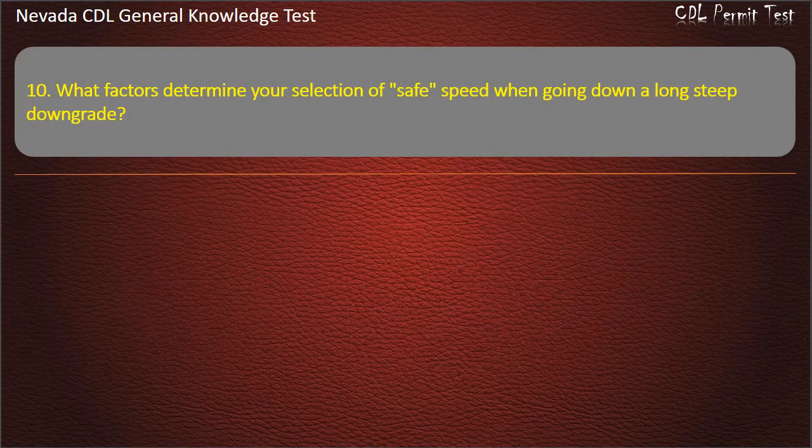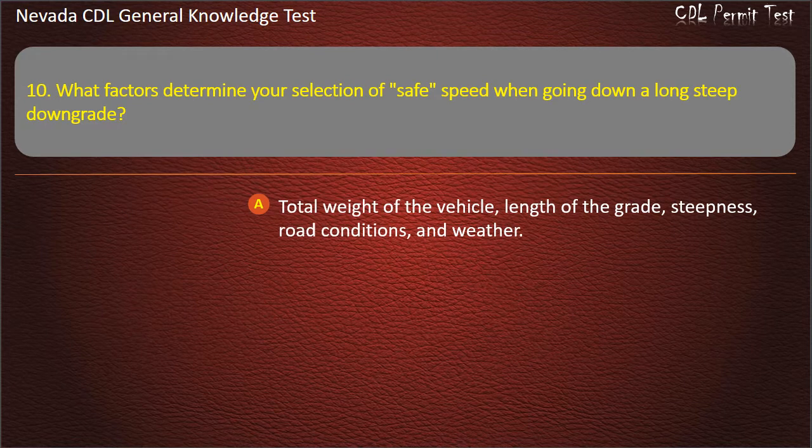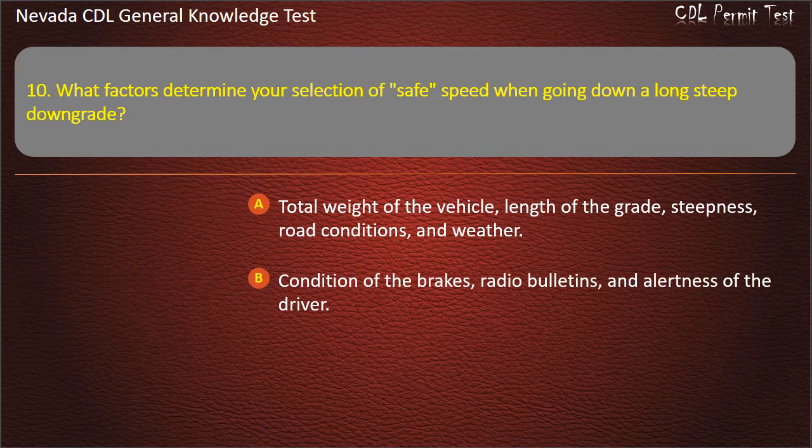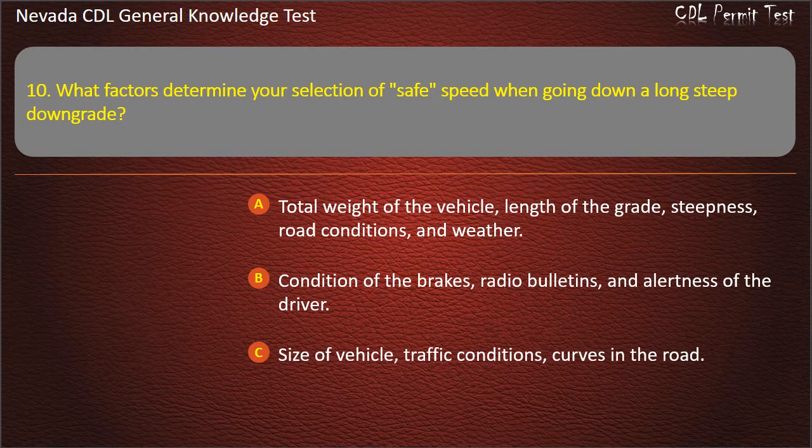Question 10. What factors determine your selection of safe speed when going down a long steep downgrade? Total weight of the vehicle, length of the grade, steepness, road conditions, and weather. Condition of the brakes, radio bulletins, and alertness of the driver. Size of vehicle, traffic conditions, curves in the road. Answer. Total weight of the vehicle, length of the grade, steepness, road conditions, and weather.